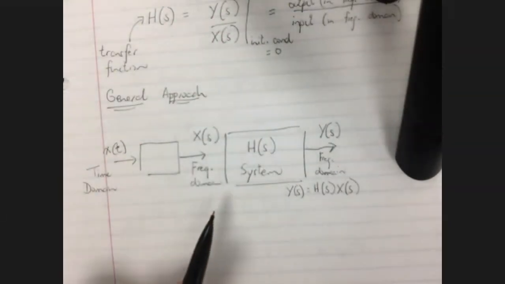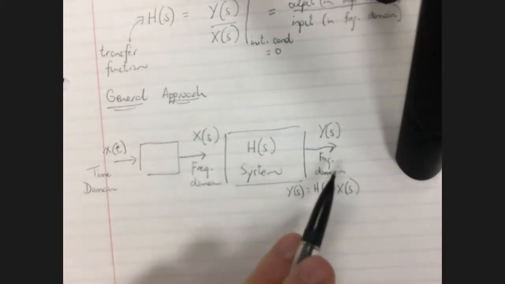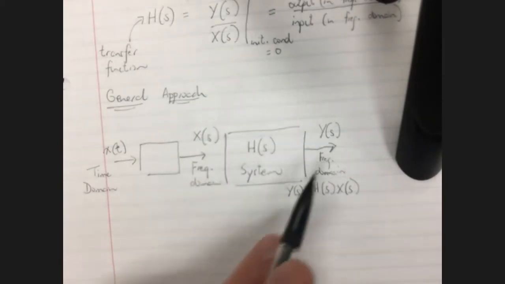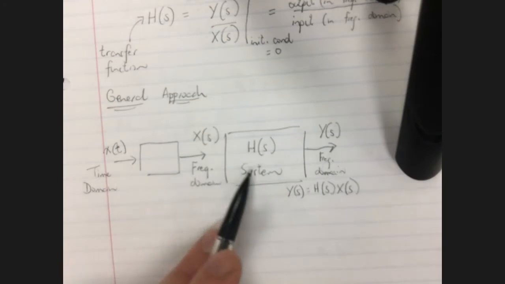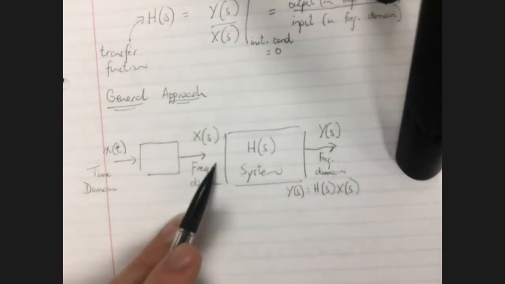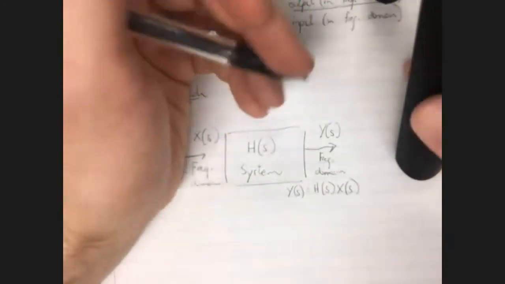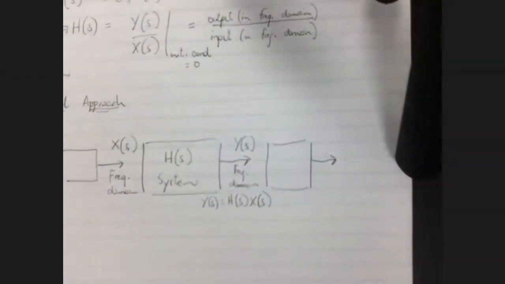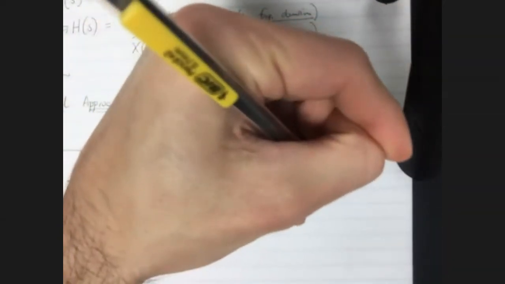So basically everything that has to do with the system, all the processing, we're analyzing that in the frequency domain. Anything that's combining a bunch of blocks together, we're doing all of that in frequency. We're finding our output in frequency, and then eventually we're bringing it back to find my y of t, which is going to be in the time domain.